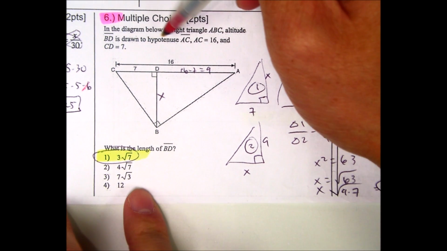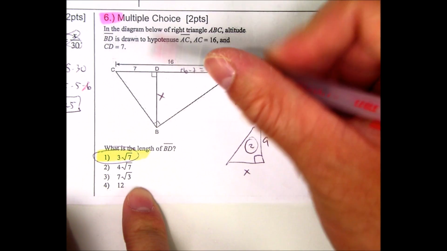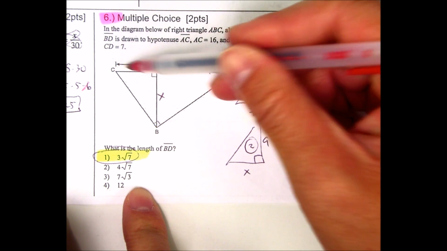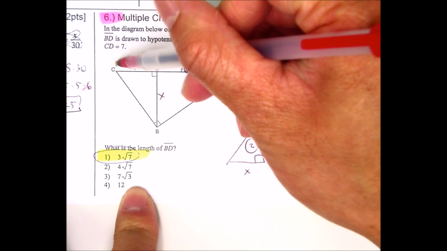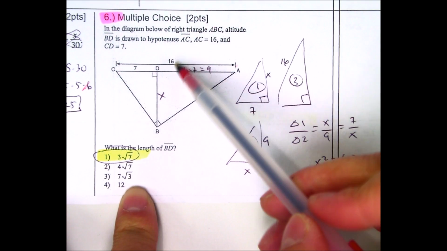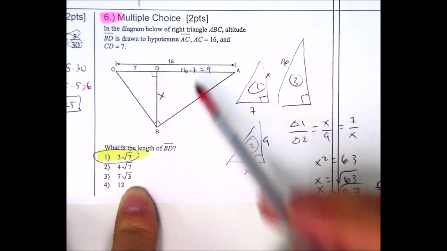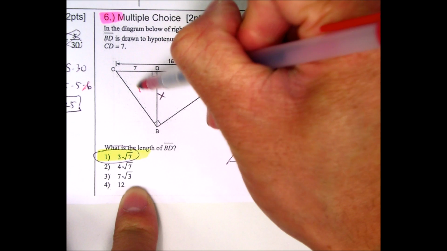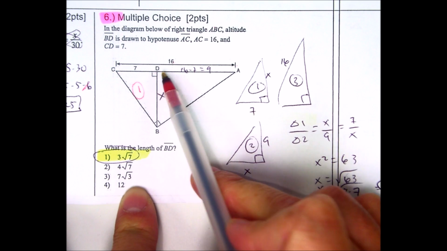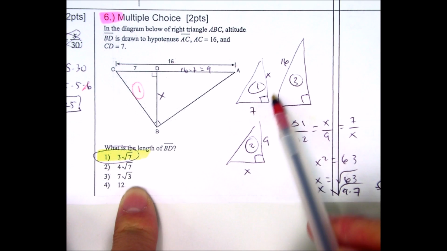In the diagram below of right triangle ABC, altitude BD is drawn to hypotenuse AC. AC is 16, and CD is 7. Well, if I subtract 16 minus 7, I know that this length is 9. So if I made this triangle number 1, this is your short leg and this is your long leg. Short leg, long leg: 7, then X.